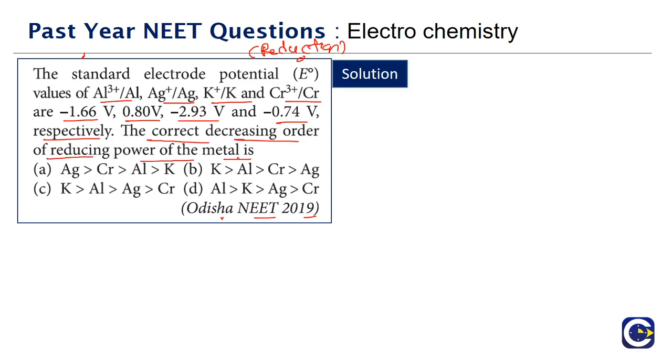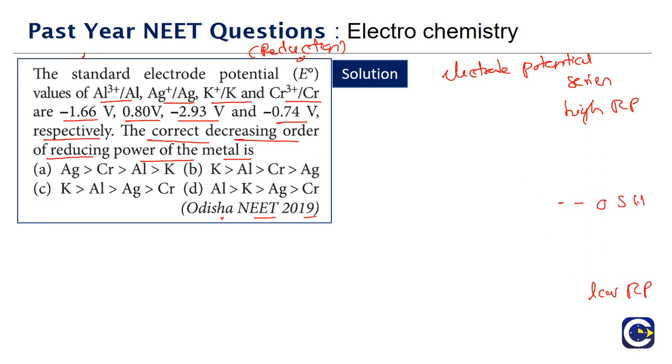See, in all these questions, when they talk about oxidizing power, reducing power of these metals or elements, the first thing we need to do, when they give us the reduction potential values, is to express them the way they appear in the electrode potential series. So how do we arrange them in the electrode potential series? In the standard electrode potential series, we will have the high reduction potential at the top and low reduction potential at the bottom. So in between we have 0, which is our standard hydrogen electrode. Okay, so now we just have to arrange them.